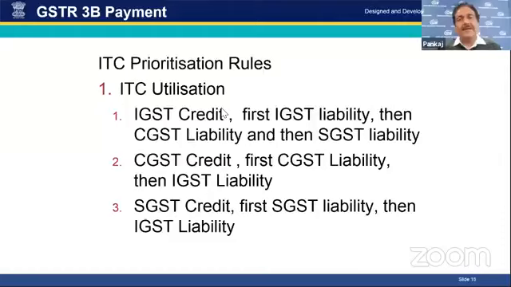So there are some issues that taxpayers are complaining about: while filing GSTR 3B, they have paid the taxes under a different head, and sometimes they have difficulty in discharging their liability. So the taxpayers are advised to go through the ITC prioritization rules. The prioritization rules specify that you will be able to utilize the credit only as per the set formula for the utilization of ITC.